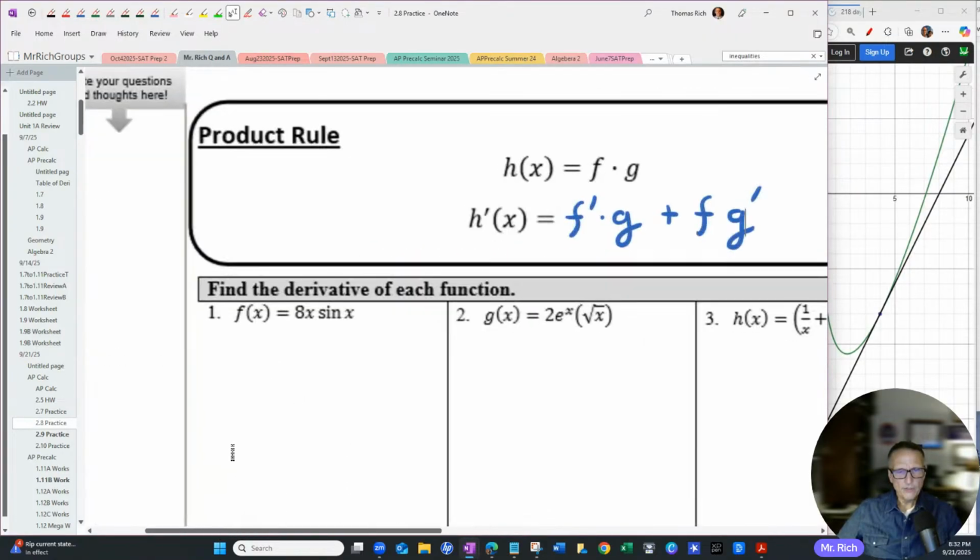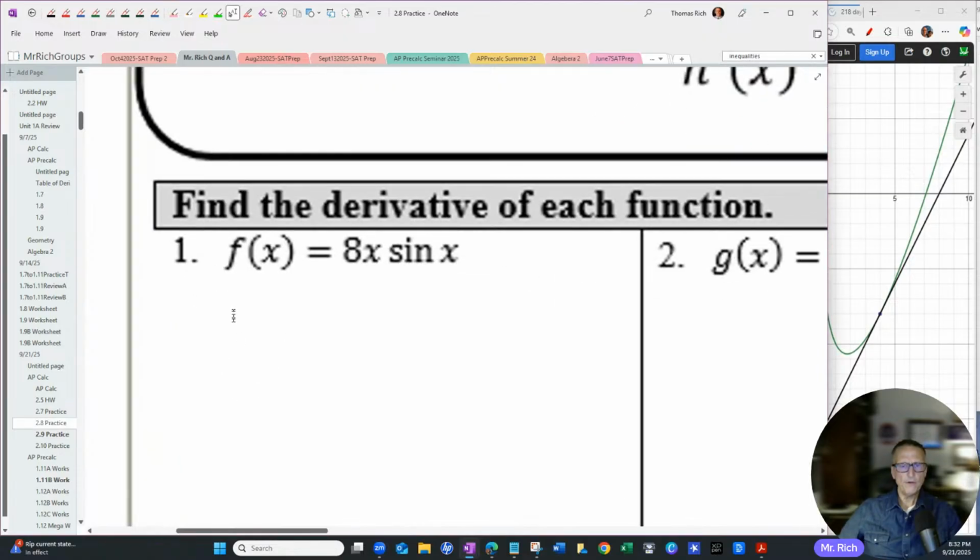When you take a look at this function here in number 1, it's the function 8x times sine x. And our job is to find the derivative of that, or what we would call the slope function for it. Well, the derivative is not found, as I said, by taking the derivative of the 8x times the derivative of the sine. It's not that way. Instead, I'm going to define the 8x to be the first function that's being multiplied, and sine x is the second one.